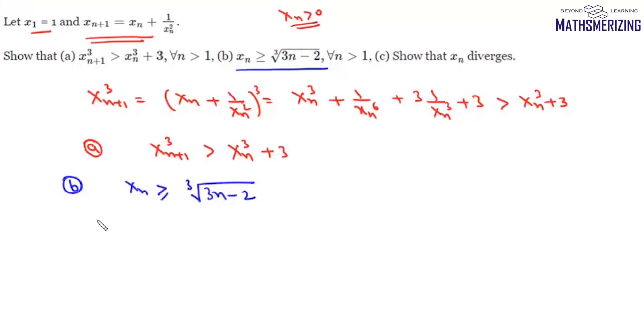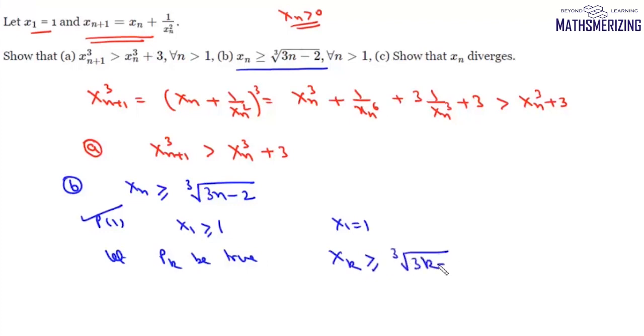So we'll prove this result when n is 1. So we can write x1 is greater than or equal to cube root of 3n minus 2, and here the value of n is 1, so it will be greater than or equal to 1, and the question says x1 equals 1, that means p1 is true. Now we'll let pk be true. Now if pk is true, then we can write xk will be greater than or equal to cube root of 3k minus 2. Now we have to prove this result for pk plus 1.